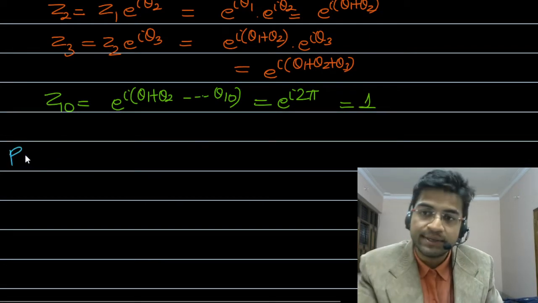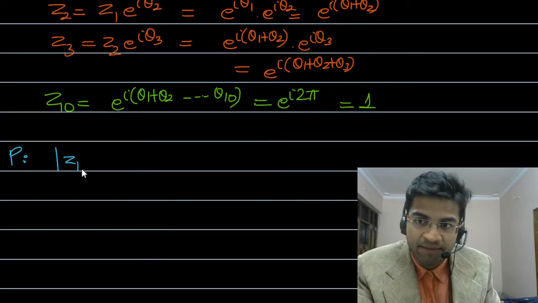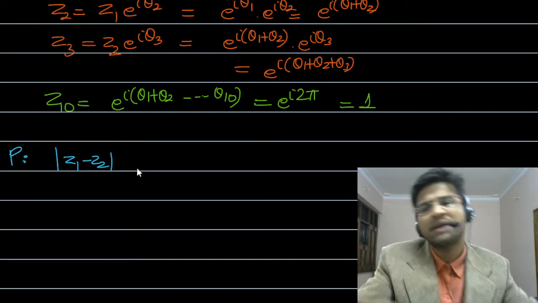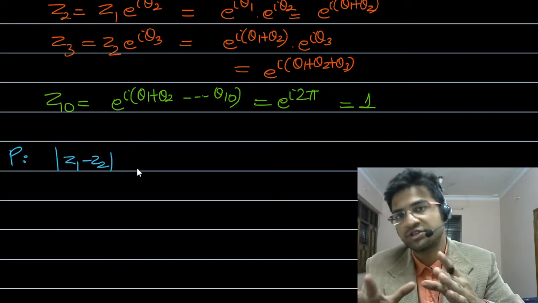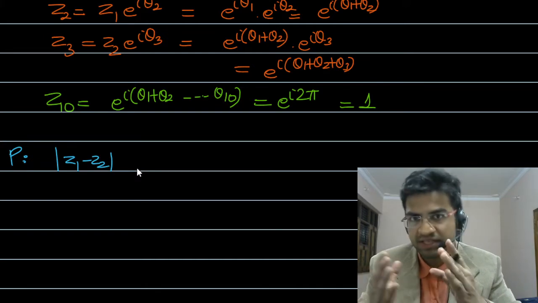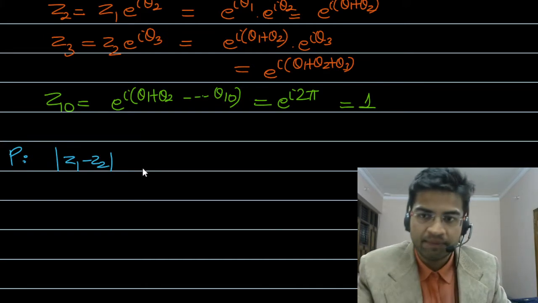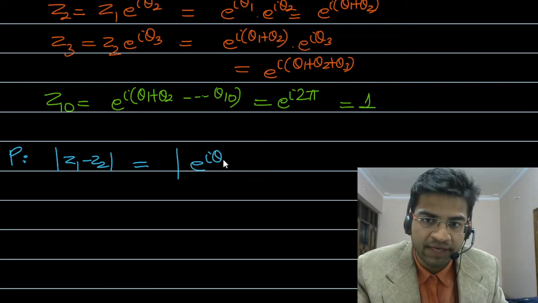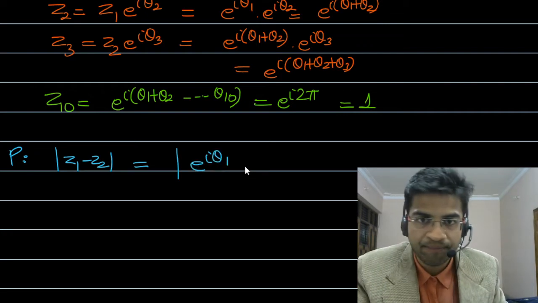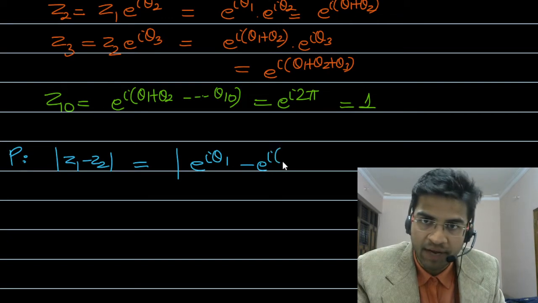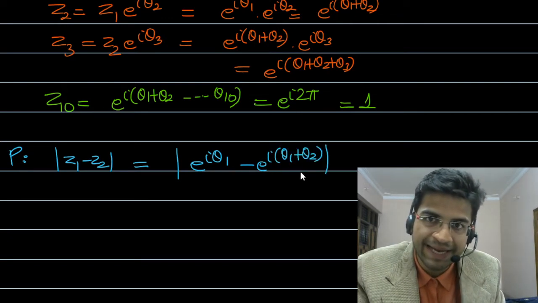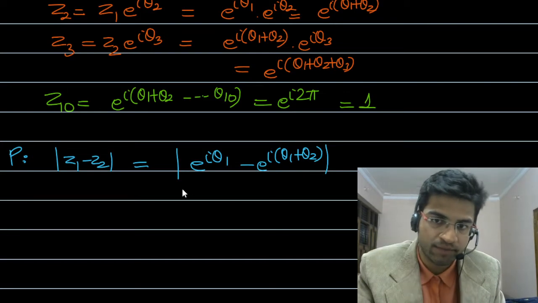P is mod of Z1 minus Z2 plus mod of Z2 minus Z3 and goes on, but let us first check the first expression, right? Z1 is e to the power iota theta 1. Z2 is e to the power iota (theta 1 plus theta 2). Fine. Take e to the power iota theta 1 common over here.